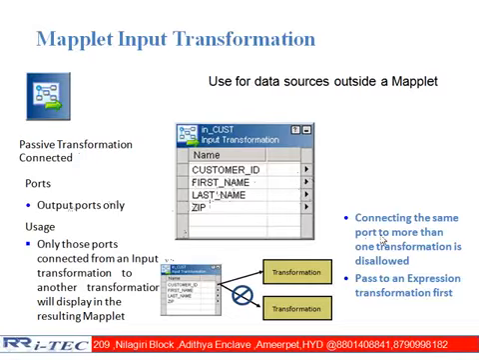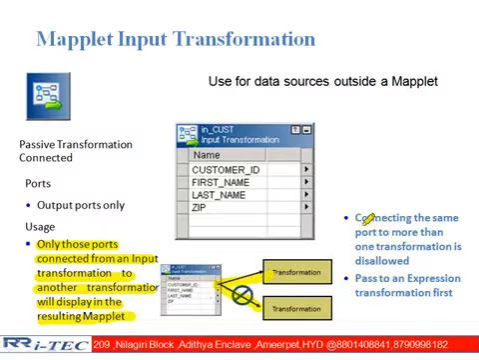Everything will be going as output only. Now the use case: only those ports connected from an input transformation to another transformation will be displayed in the resulting maplet. So whatever we connected, that will be displayed in our mapping. And see here one more point, you cannot connect the same port to two transformations directly.